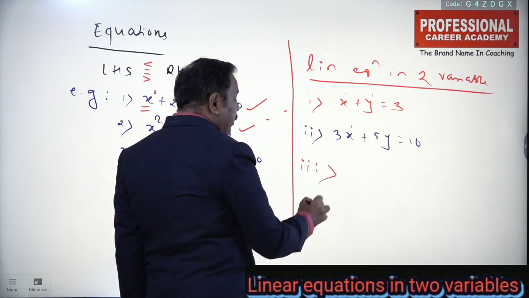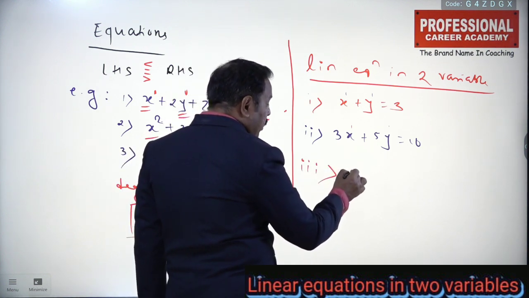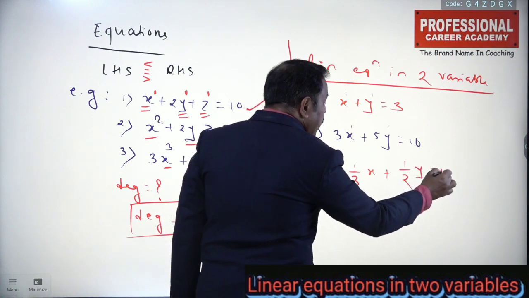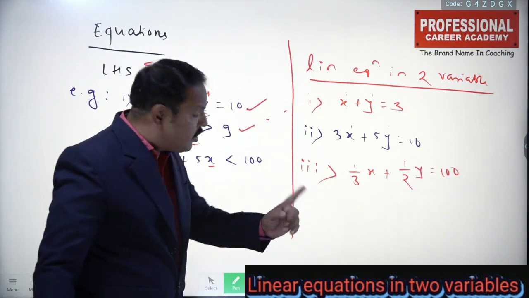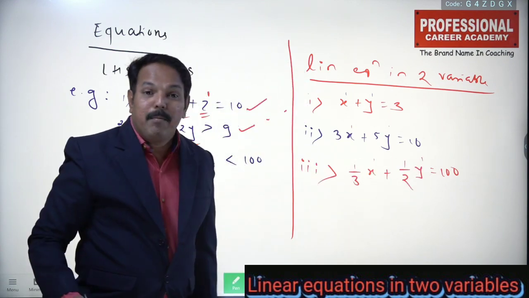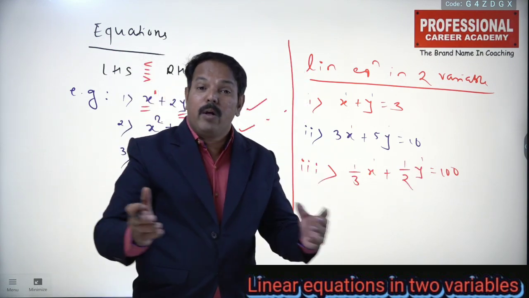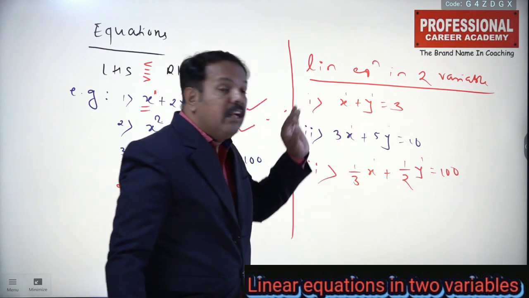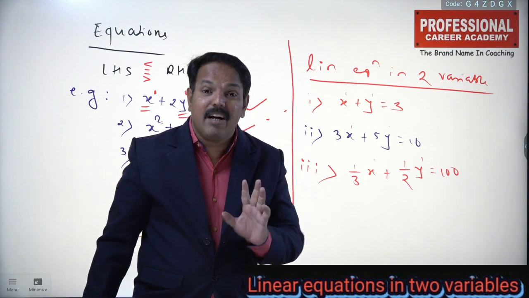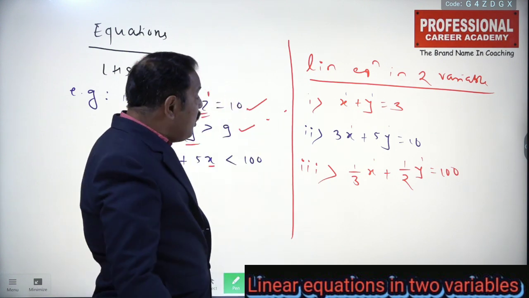Now take another example. See here, 1 by 3x plus 1 by 2y is equal to 100. Is it a linear equation? Yes, because degree is 1 and there are only 2 variables, meaning all these are linear equations in 2 variables.